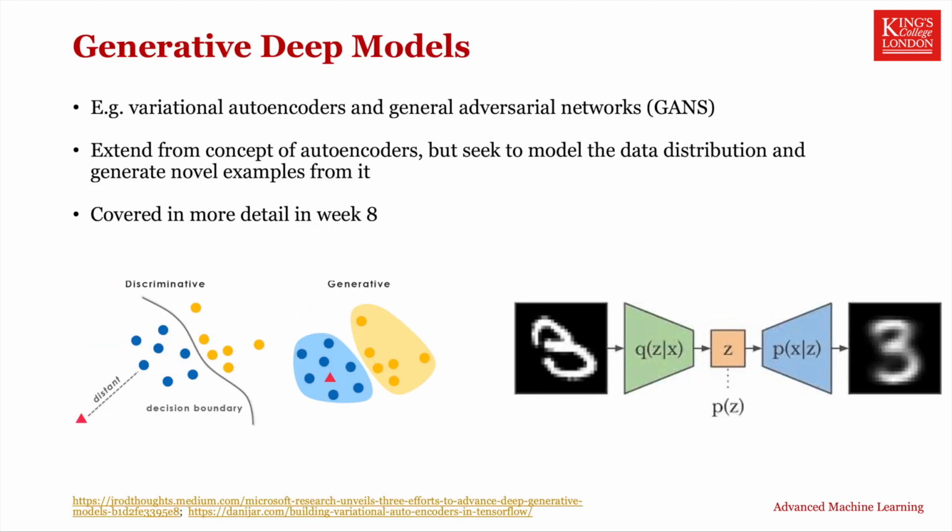Generative models will be covered in much greater depth in week 8. However, by way of a high-level explanation, they are models which extend from autoencoder networks to construct an underlying model from which novel examples may be generated. For example, variational autoencoders have an encoder-decoder type structure, but the latent space is modelled as a multidimensional Gaussian, which may be sampled from to generate new examples.